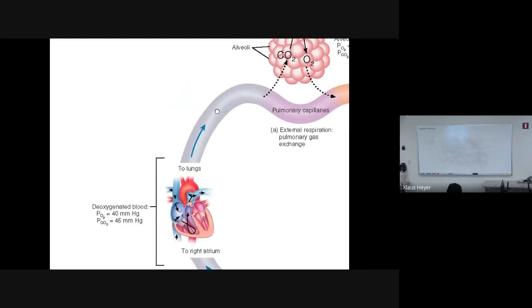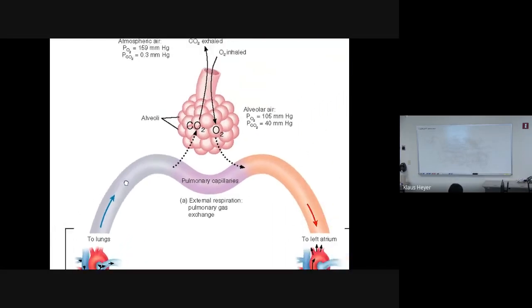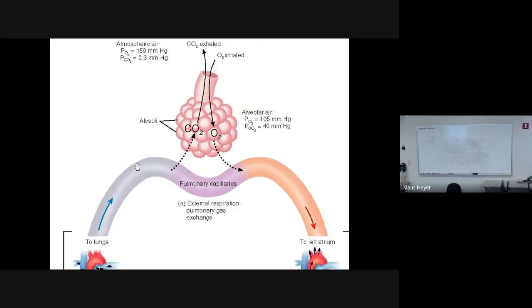It goes through your heart, goes into your lungs. It's still 40, 40, 40. Now it's coming around the alveolus. Inside the alveolus is 105. So as that blood's moving across this purple area, it's starting to go up: 40, 45, 50, 60, 80, 100, 105. So it gets to be about 100 actually.